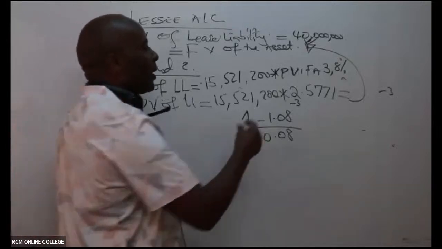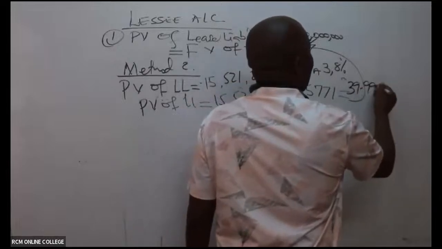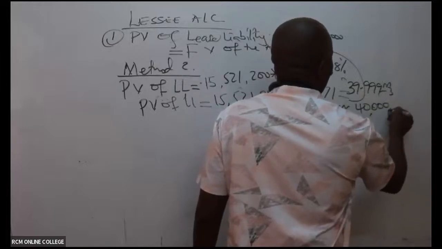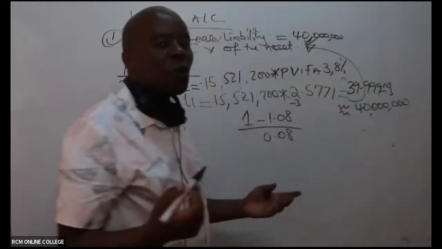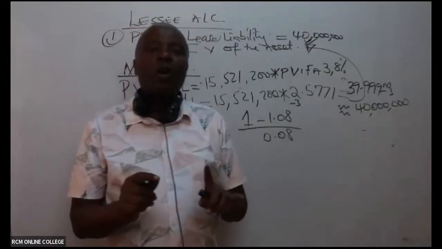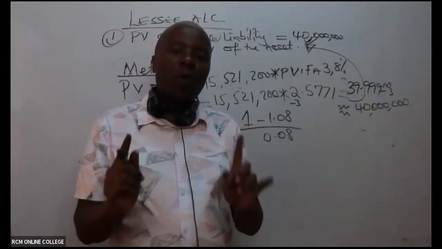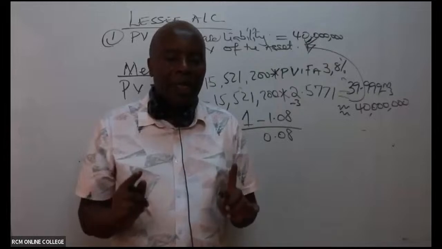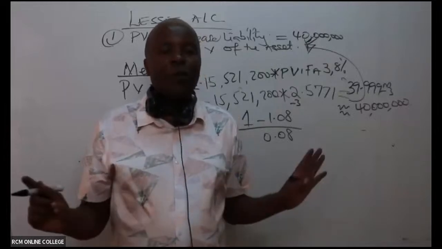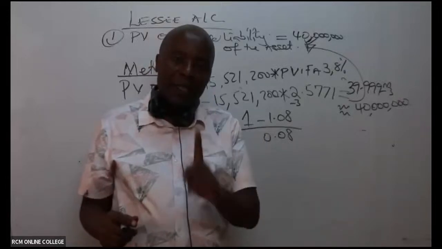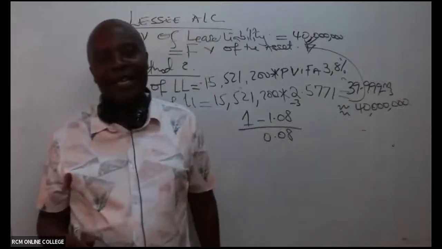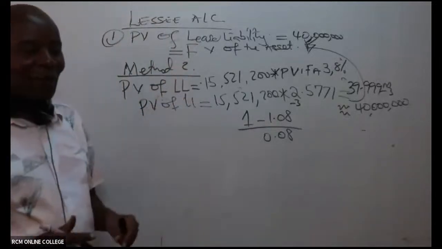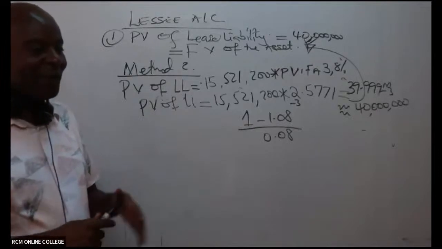So we are getting that this is 39.999 or whatever million, which we shall be able to take to be approximately 40 million, because we appreciate the fact that the present value of lease liability will always be equal to fair value. Ladies and gentlemen, are we together in how we have been able to get this present value of lease liability? Great. And we shall be doing this often.